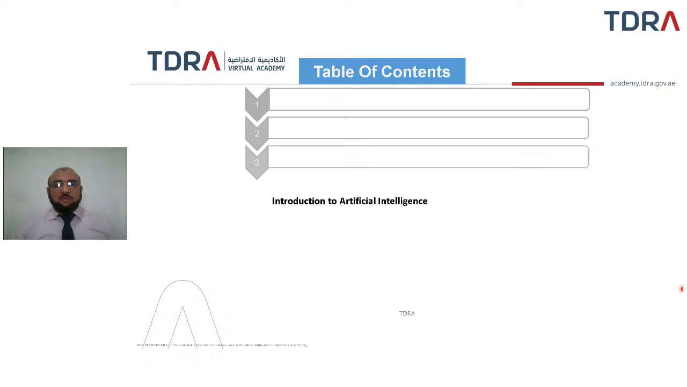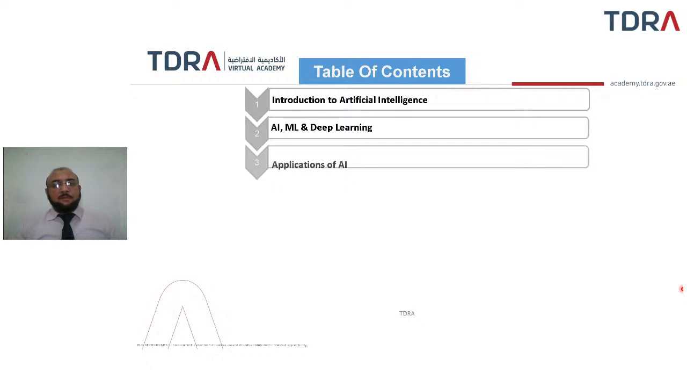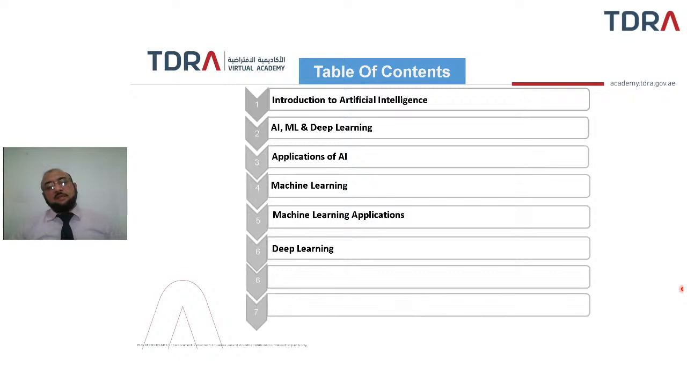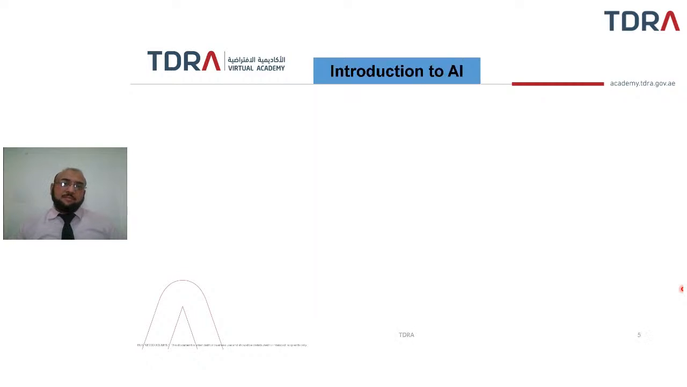Now we will discuss the table of contents. First of all, there is an introduction to artificial intelligence. Then we will understand AI, machine learning, and deep learning. Then we will discuss the applications of AI. Then we will discuss machine learning, then machine learning applications, then deep learning, and then deep learning applications. And the last session will be the question and answer session.